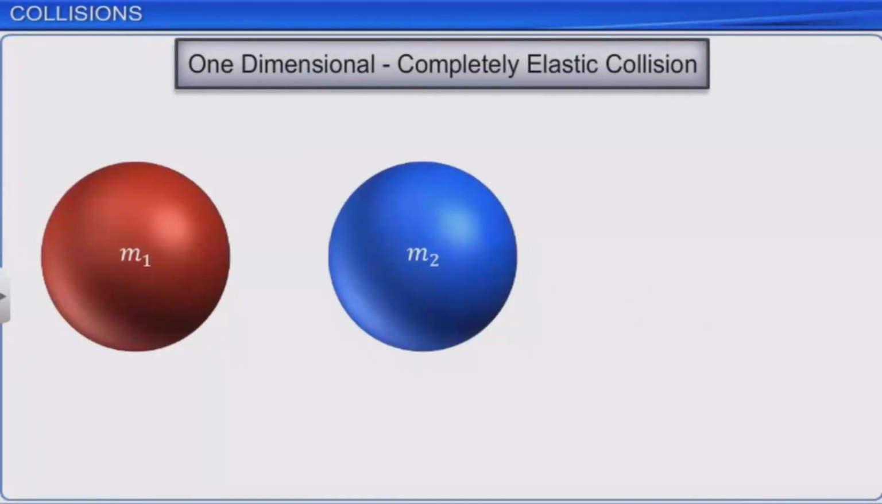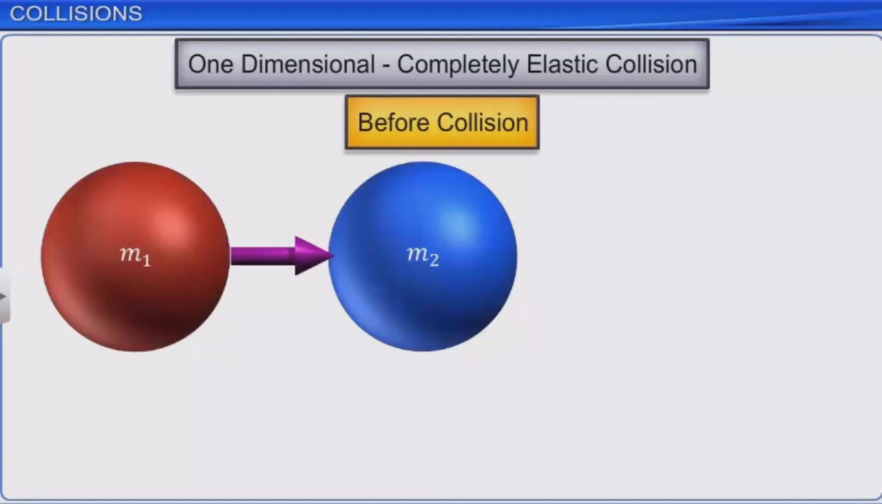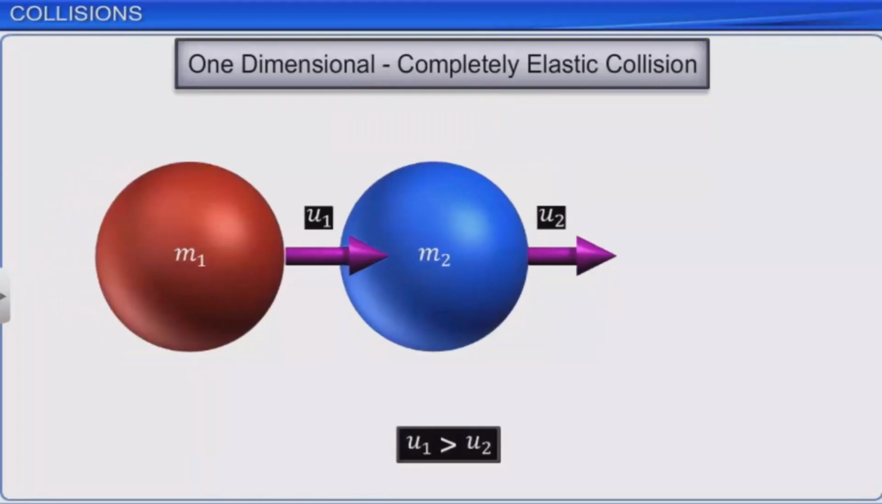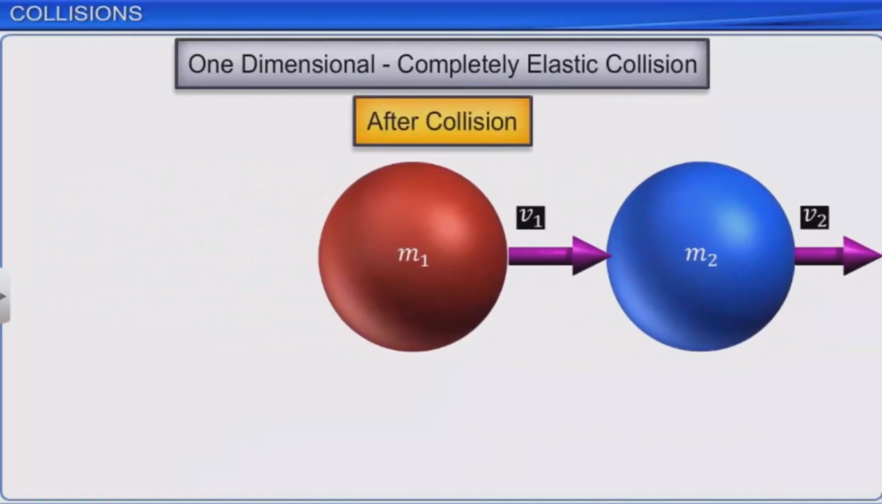Consider a head-on collision, that is, one in which the velocities of the bodies before and after the collision are along the same straight line. The mass of the first body is m1 and is moving towards the right with velocity u1. The mass of the second body is m2 and is also moving towards the right with velocity u2, such that the two bodies are moving along the same straight line. If u1 is greater than u2, then there will be a collision between the two bodies. Let the collision between the two bodies be elastic, which implies that it is a completely elastic collision. Let the velocity of m1 be v1 and that of m2 be v2, just after the elastic collision.